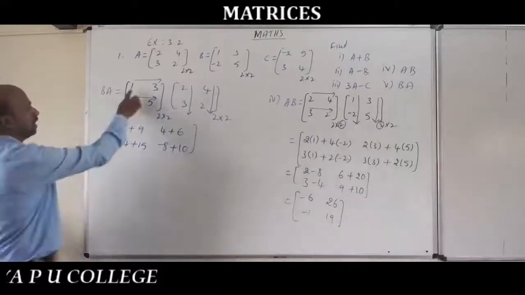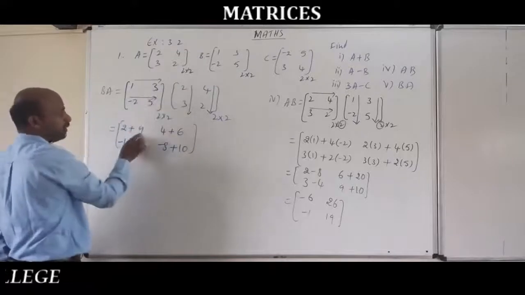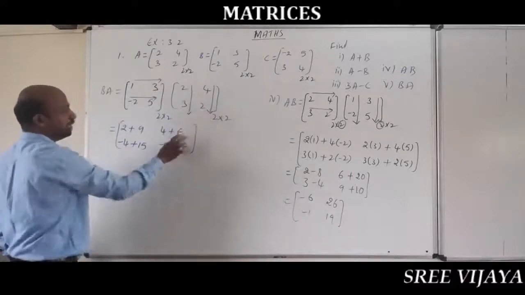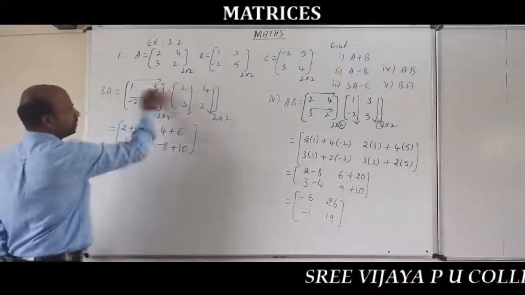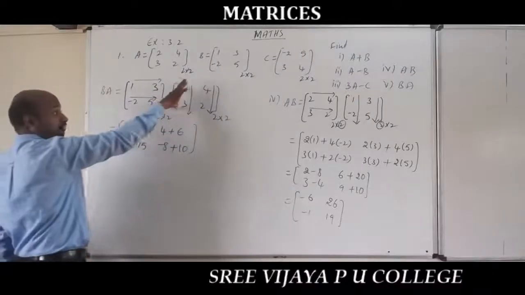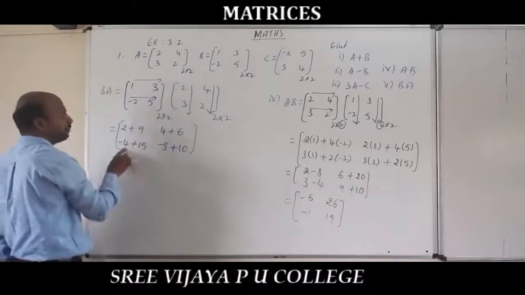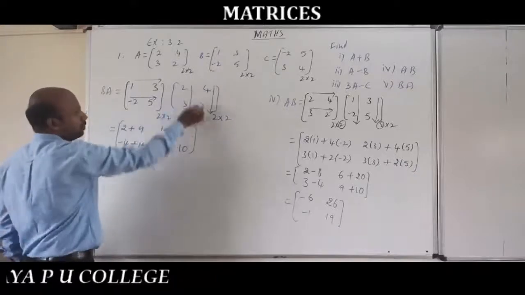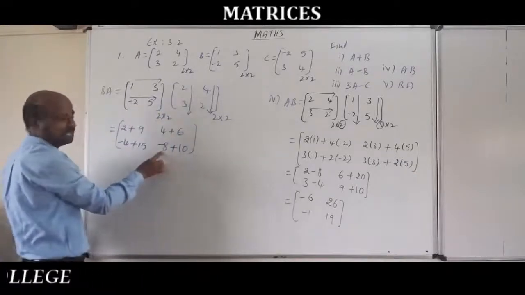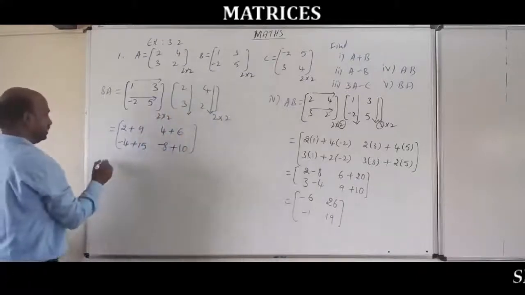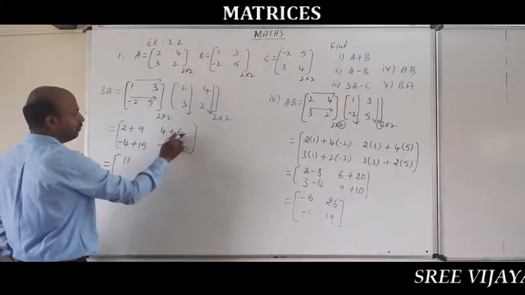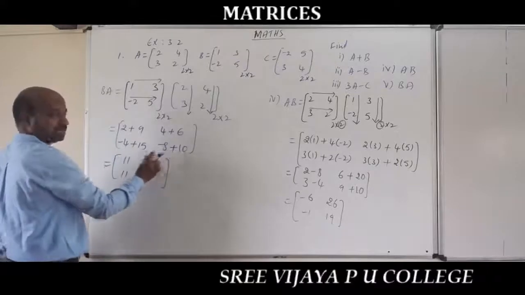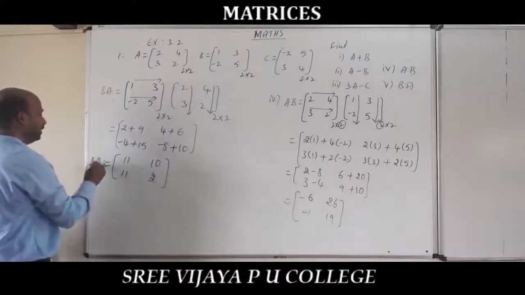Okay, first row, first column: 1 into 2, 2, plus 3 into 3, 9. Next, first row, second column: 1 into 4, 4, plus 3 into 2, it is 6. Next, second row, first column: minus 2 into 2, minus 4, plus 5 into 3, 15. Now second row, second column: minus 2 into 4, minus 8, plus 5 into 2, it is 10. And that equals 2 plus 9, 11; 4 plus 6, 10; 15 minus 4, it is 11; and 10 minus 8, it is 2. This is the matrix BA.